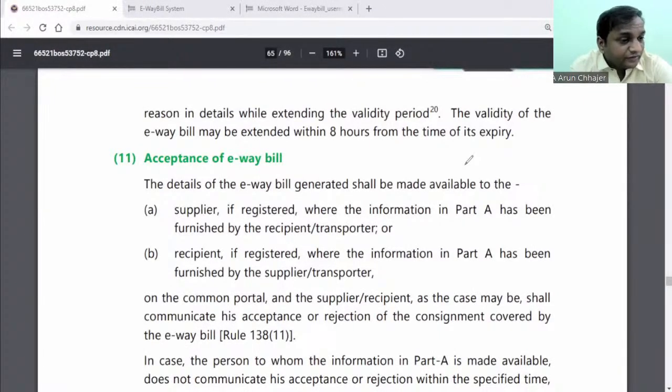If it is expired, then regenerate it is possible. Same Eway bill number? No, it is unique. Eway bill number would be unique. It will be different.